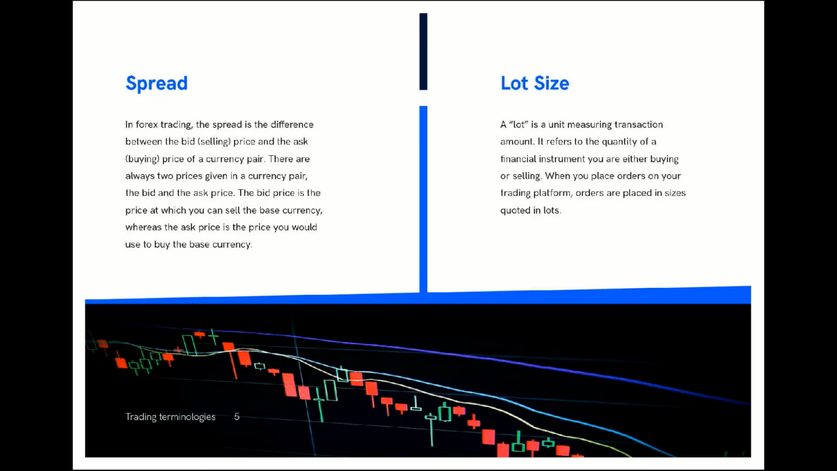There are always two prices given in a currency pair: the bid and the ask price. The bid price is the price at which you can sell the base currency, whereas the ask price is the price you would use to buy the base currency.